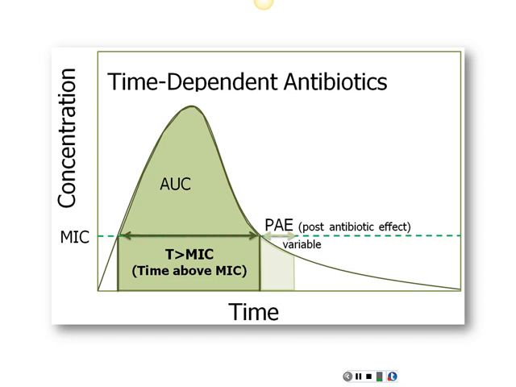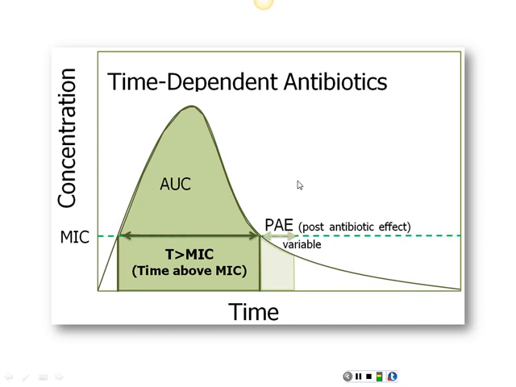For a time-dependent killing drug, all the time that we're above the MIC, that's good. That's where we want to be. So T greater than MIC becomes the kinetic equation that we're most concerned about. And then you can see there's some post-antibiotic effect, but it's variable with the time-dependent killer, so we may hit a little bit after we fall below the MIC, but we really want to stay above the MIC for the most amount of time as possible. And so usually this is where we're going to give our next dose, is right about here, right? So we get this next peak that comes up and we're back above the MIC.